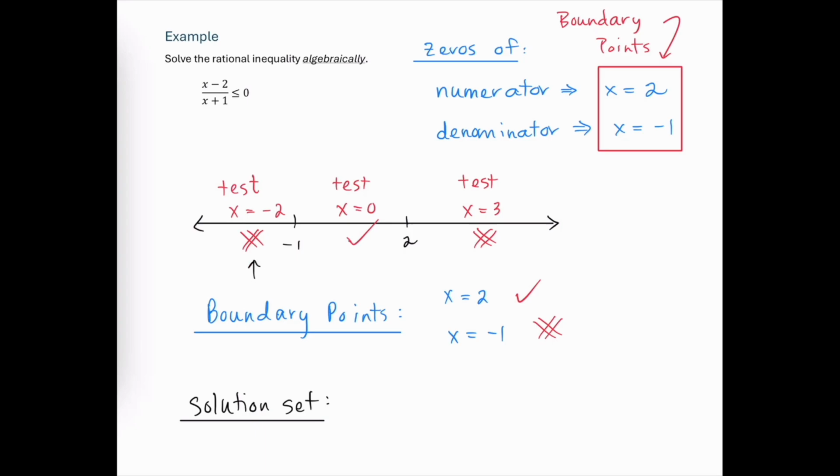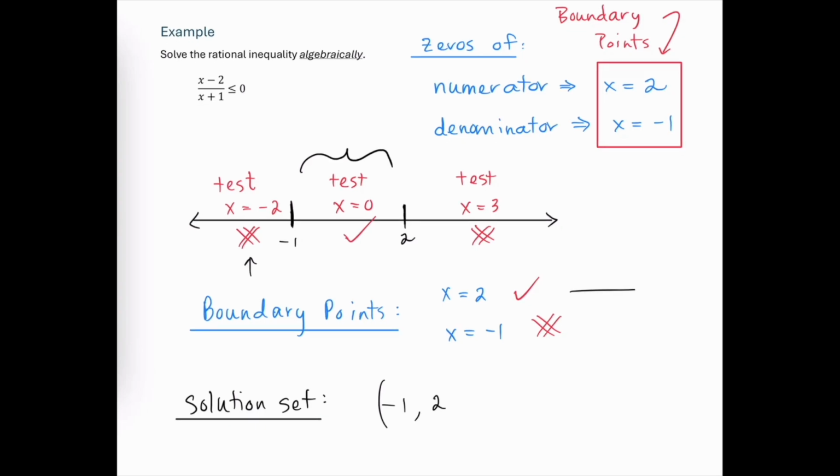Remember, this leftmost interval does not work, so the solution set begins with -1, the boundary point. Because -1 did not work, it's not going to be part of the solution, so we leave it out with a parenthesis. This entire interval does work all the way up to the next boundary point, which is 2. +2 did work in the original inequality, so we do include that in the solution set. This rightmost interval did not work, and that takes us all the way out to +infinity, which means that this is our entire solution.